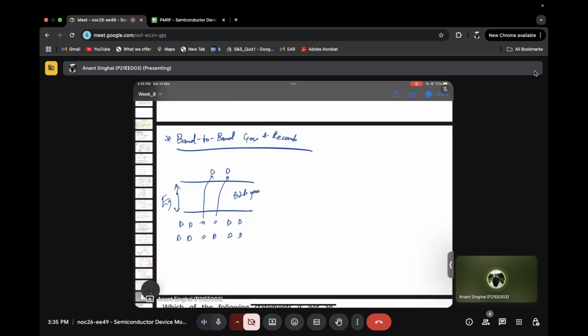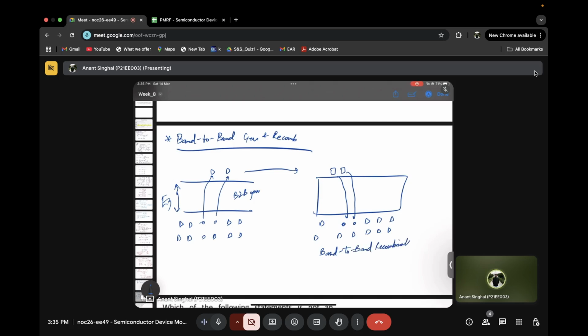Similarly, because of this inherent nature of being in equilibrium, these electrons lose energy to come back to their natural state. So let's say these electrons come back here, so that there will be some recombinations. This is straightforward and not very tough to understand. So this is band-to-band recombination, the opposite process of generation, as we have already established.